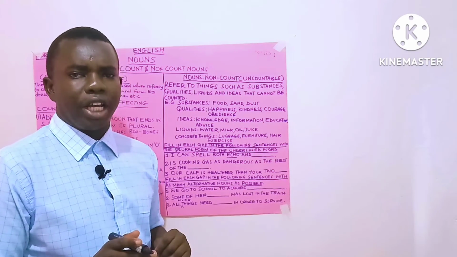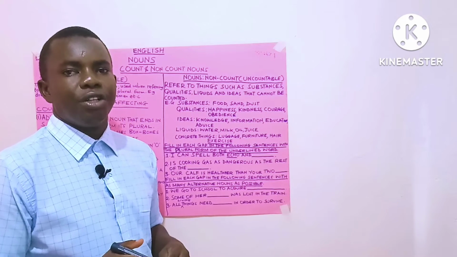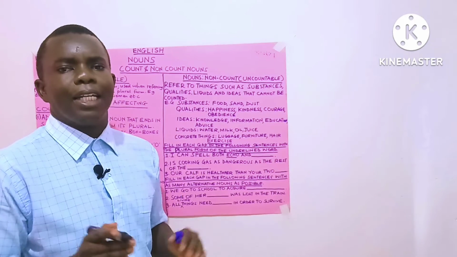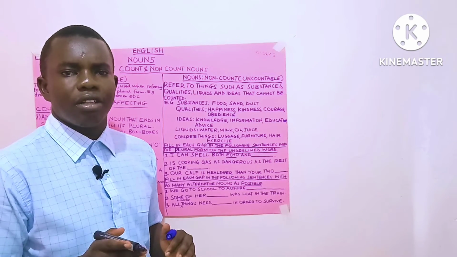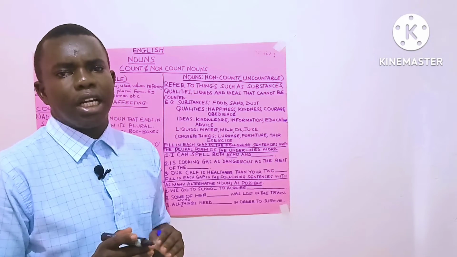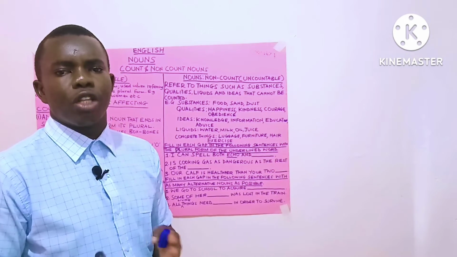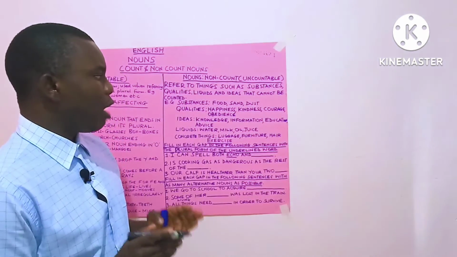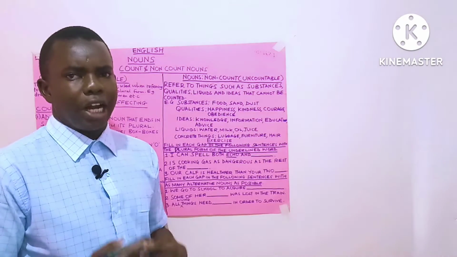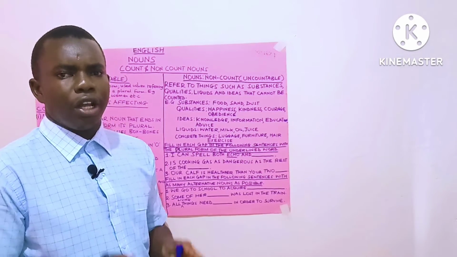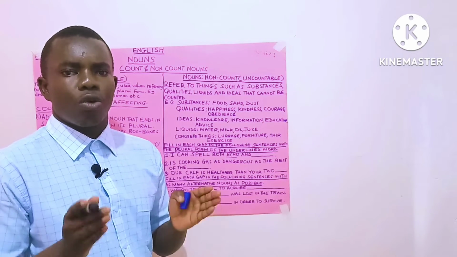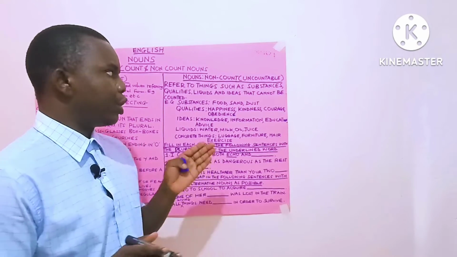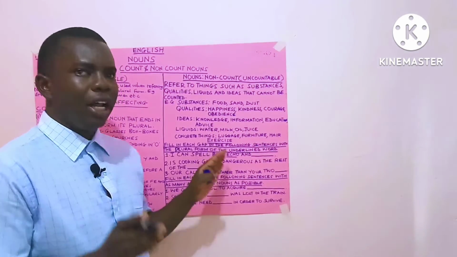In the next lesson, we will be talking about how we can quantify non-count nouns, how we can make them have a plural form, because ordinarily we have learned that non-count nouns cannot be counted. How can we then make them measurable? It is through the use of phrasal quantifiers. And watch out for our next video on grammar check. We will be talking about non-count nouns.